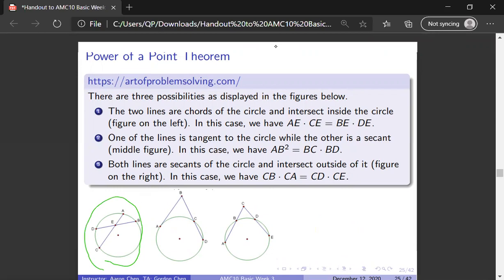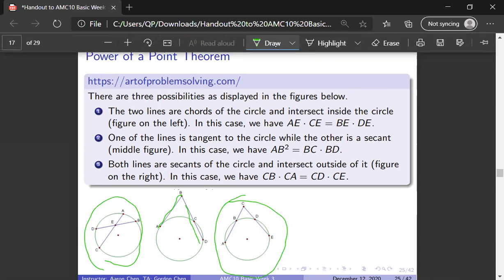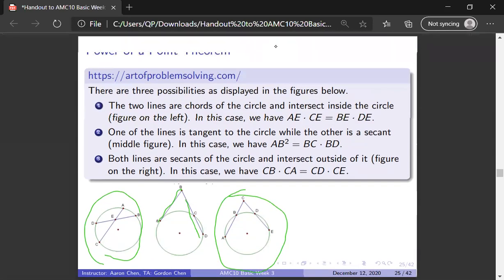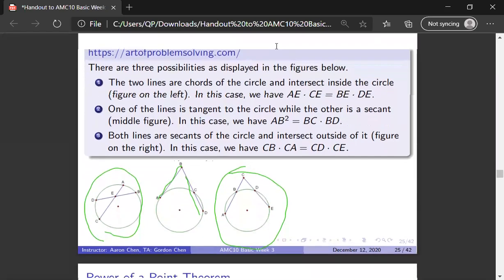Another case is when one of the lines is tangent to the circle, while the other is a secant. In this case, AB squared equals BC times BD. And if both are secants, as in this case, CB times CA equals CD times CE. And this applies even if both are tangents, but that just tells you that the side lengths are equal.